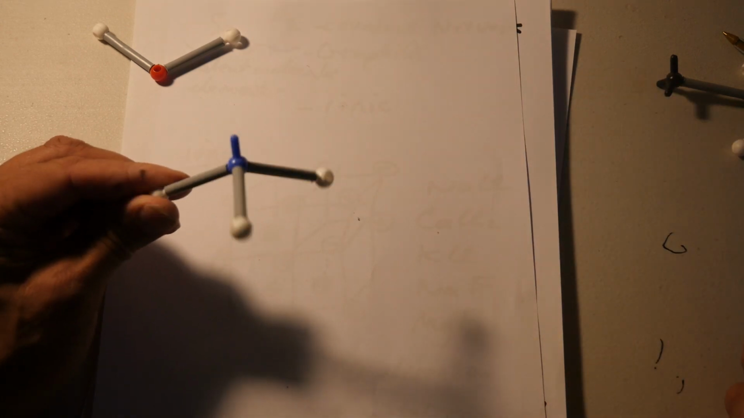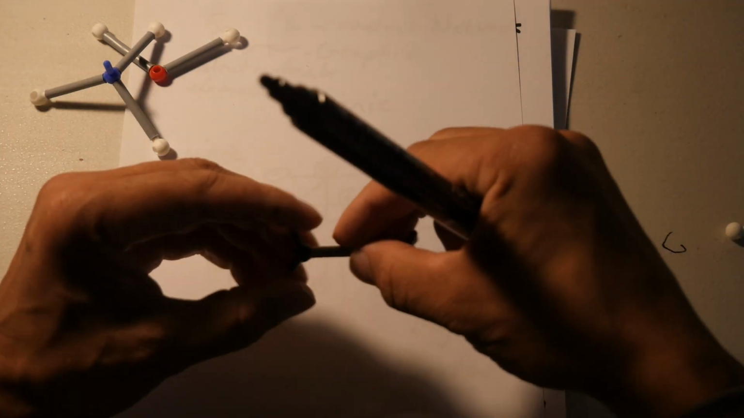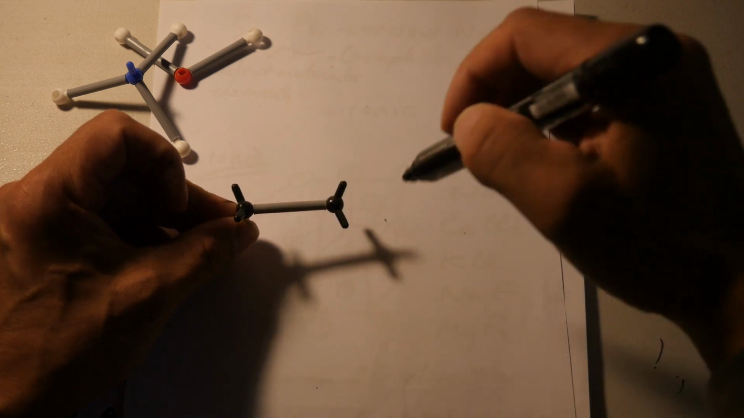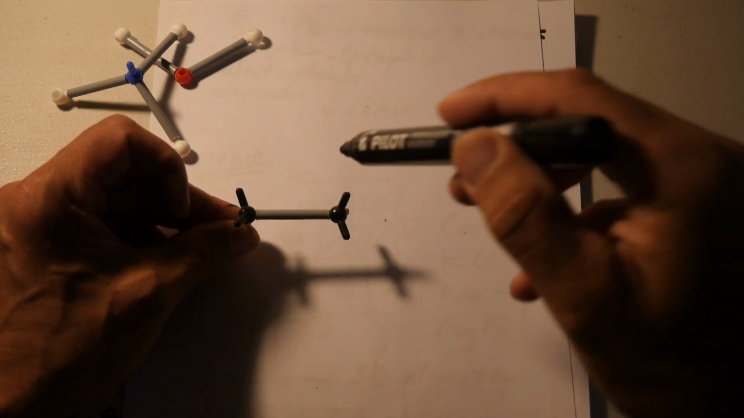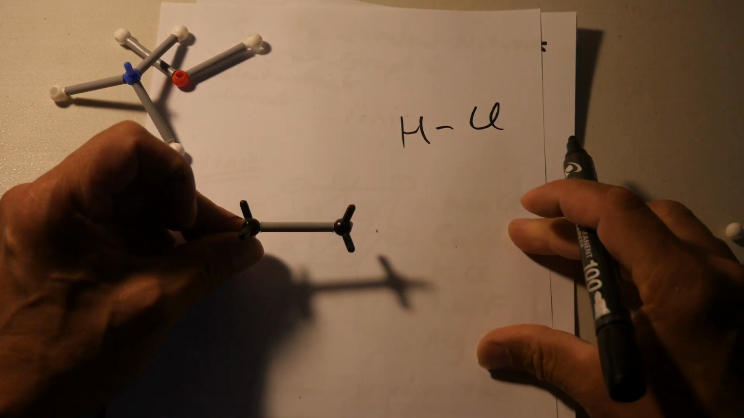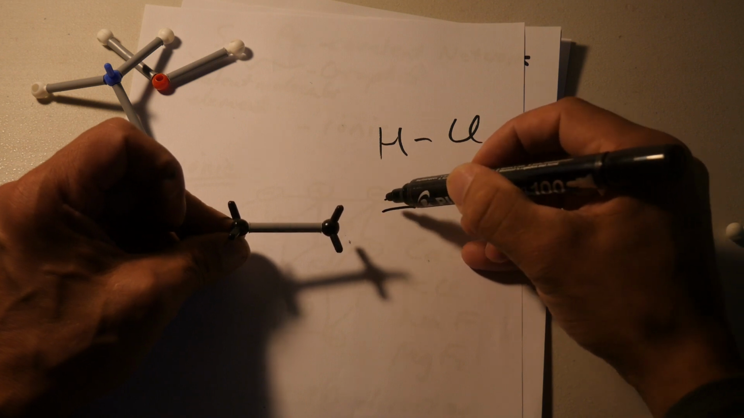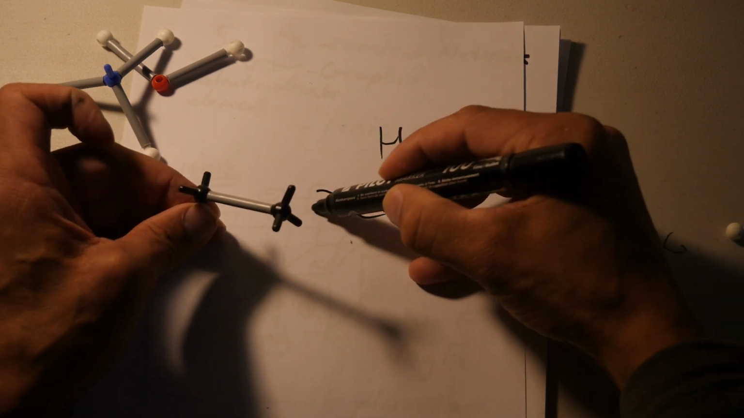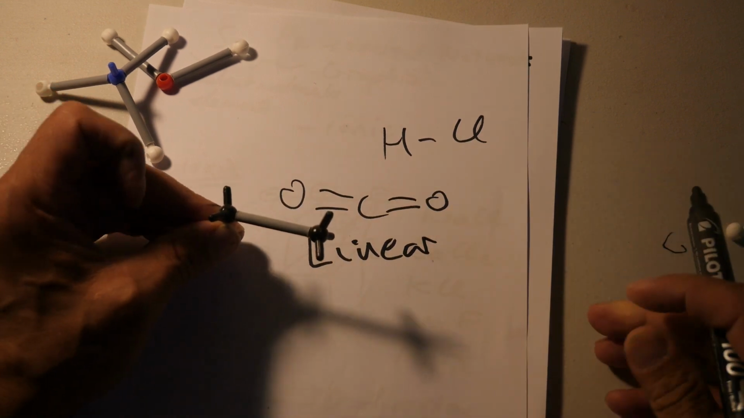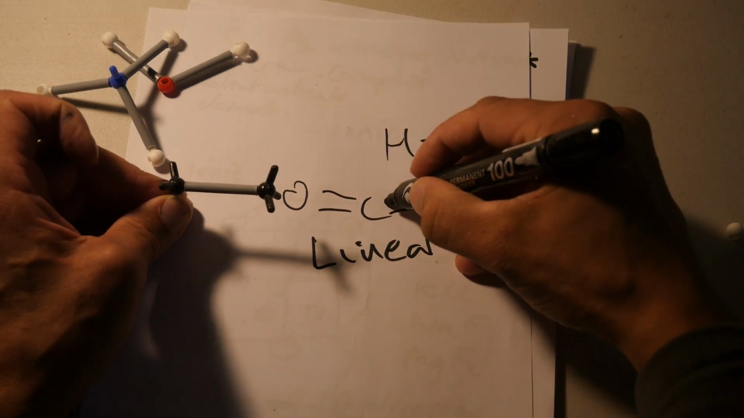Then you've got straight shapes, like hydrogen chloride or something like that, or CO2. Linear, okay, that's linear, like that should be a straight line.